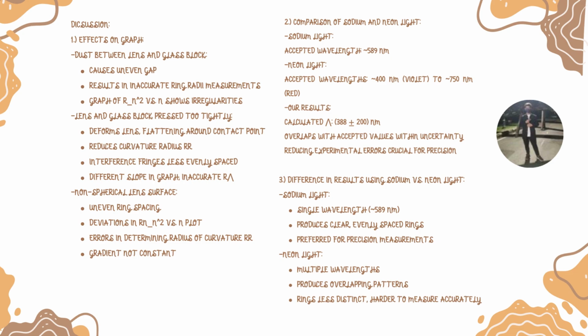This makes sodium light particularly useful for precision measurements and obtaining distinguishable ring patterns. On the other hand, neon light, which has multiple wavelengths, may produce overlapping patterns. This complexity can make the rings less distinct and harder to measure accurately. Therefore, while both light sources can be used, sodium light is generally preferred for its clarity and ease of interpretation, leading to more precise experimental results.